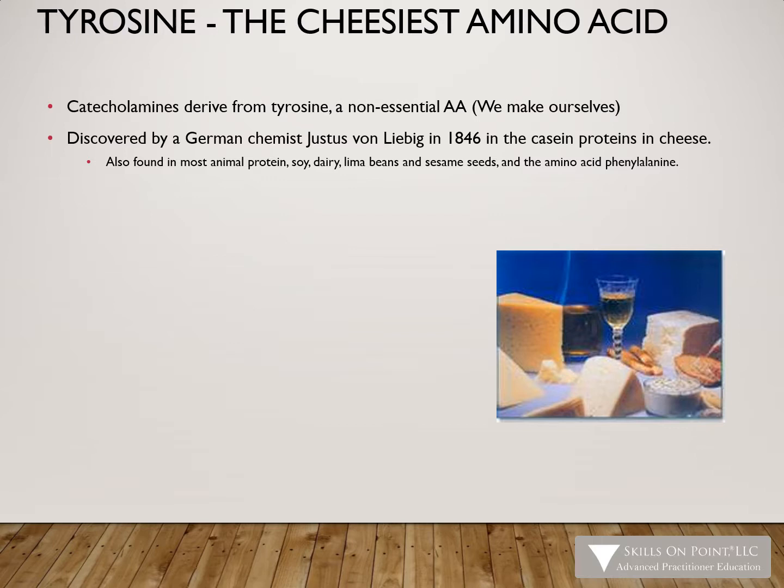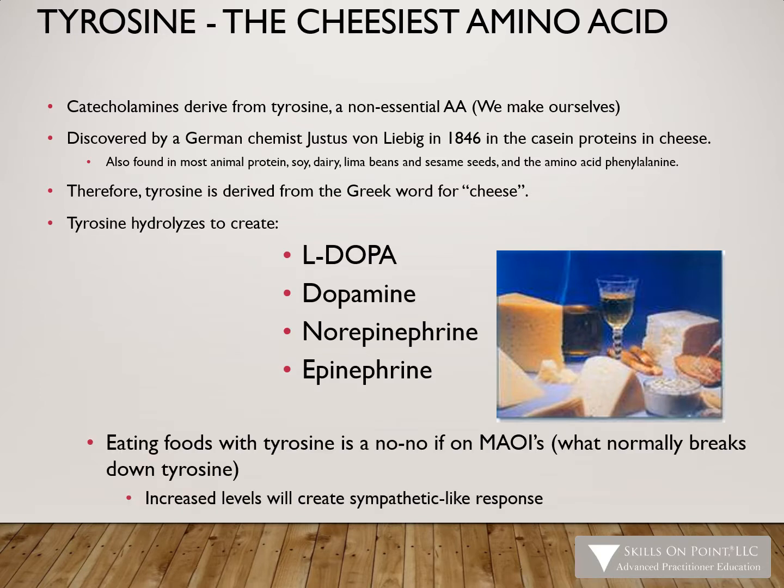This German chemist, Justus von Liebig, what a great name, man, Liebig. He found that in all these animal proteins, soy, dairy, lima beans, and sesame seeds, they also have this amino acid that's basically a common thing. But the biggest thing is how he created this word. So it's pretty cool. Tyrosine is a Greek word from cheese that he put together, and it's something that they found later has considerable effects on our whole body.